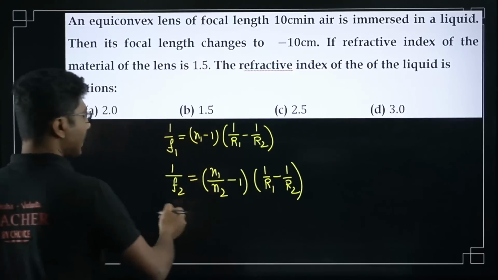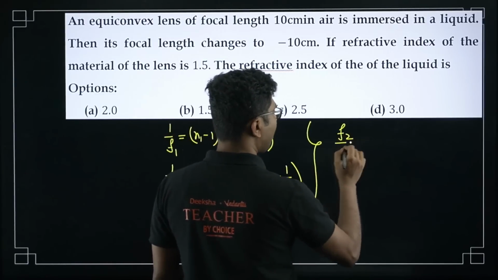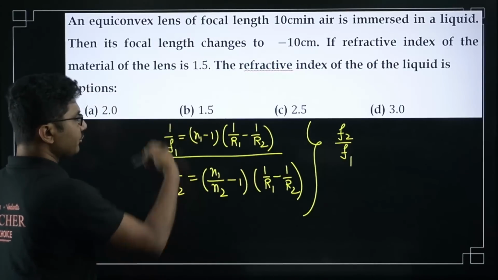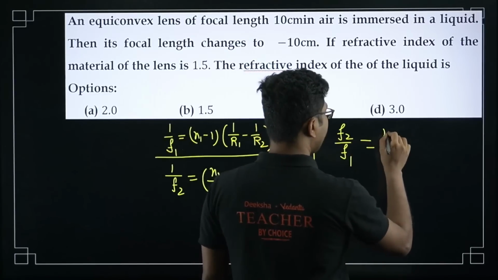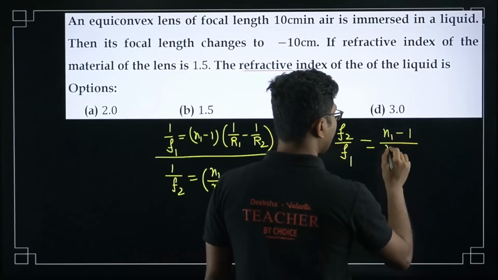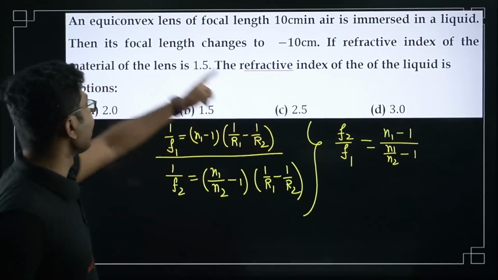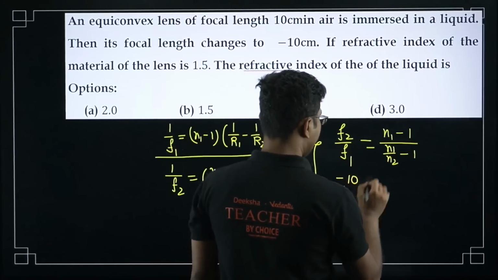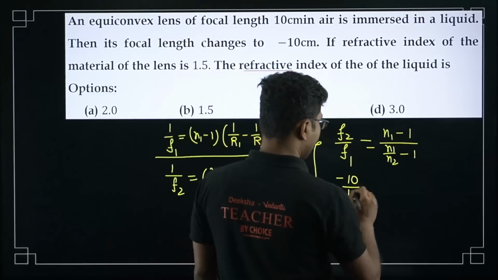Now just divide them, you will get F2 by F1, because you are dividing this by this, so this was double division, so it will go up, right? I hope you are clear. It will be (N1 minus 1) by N1 divided by (N2 minus 1). Now F2 value is given, minus 10 centimeter, and F1 value is given, plus 10 centimeter.